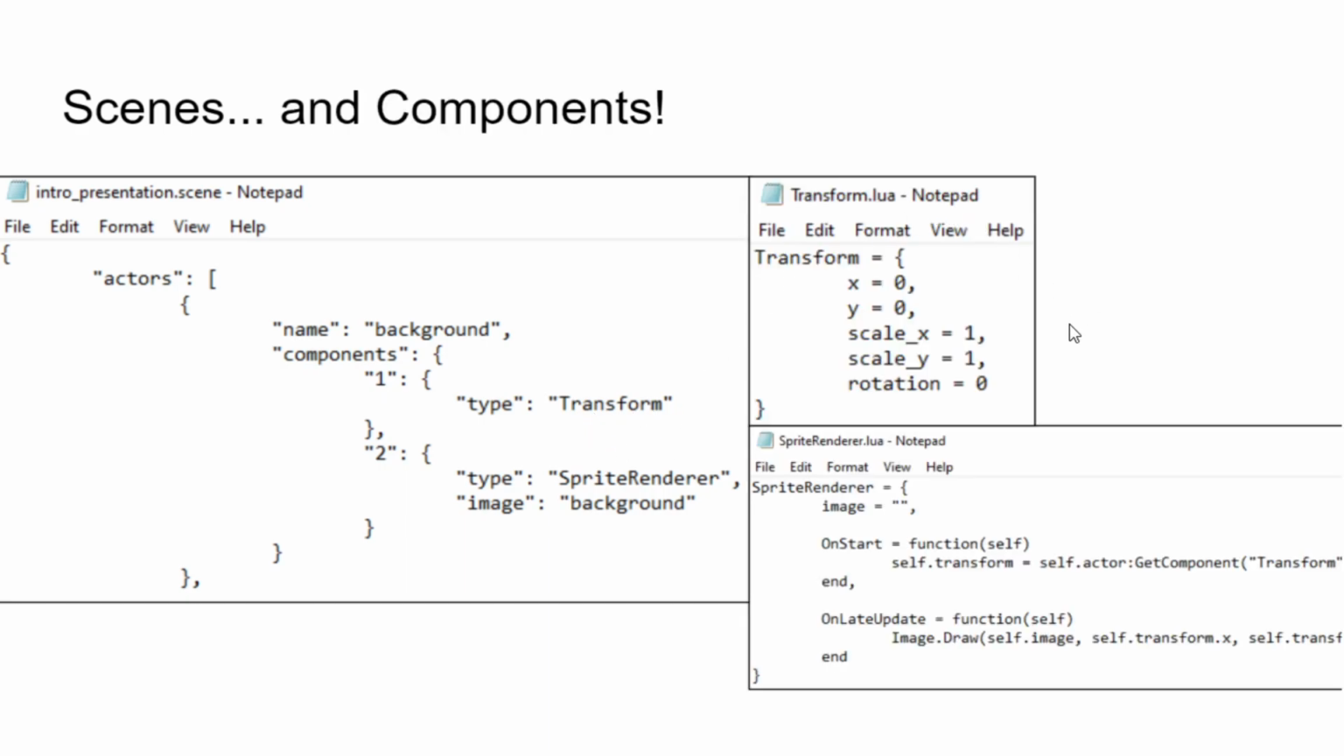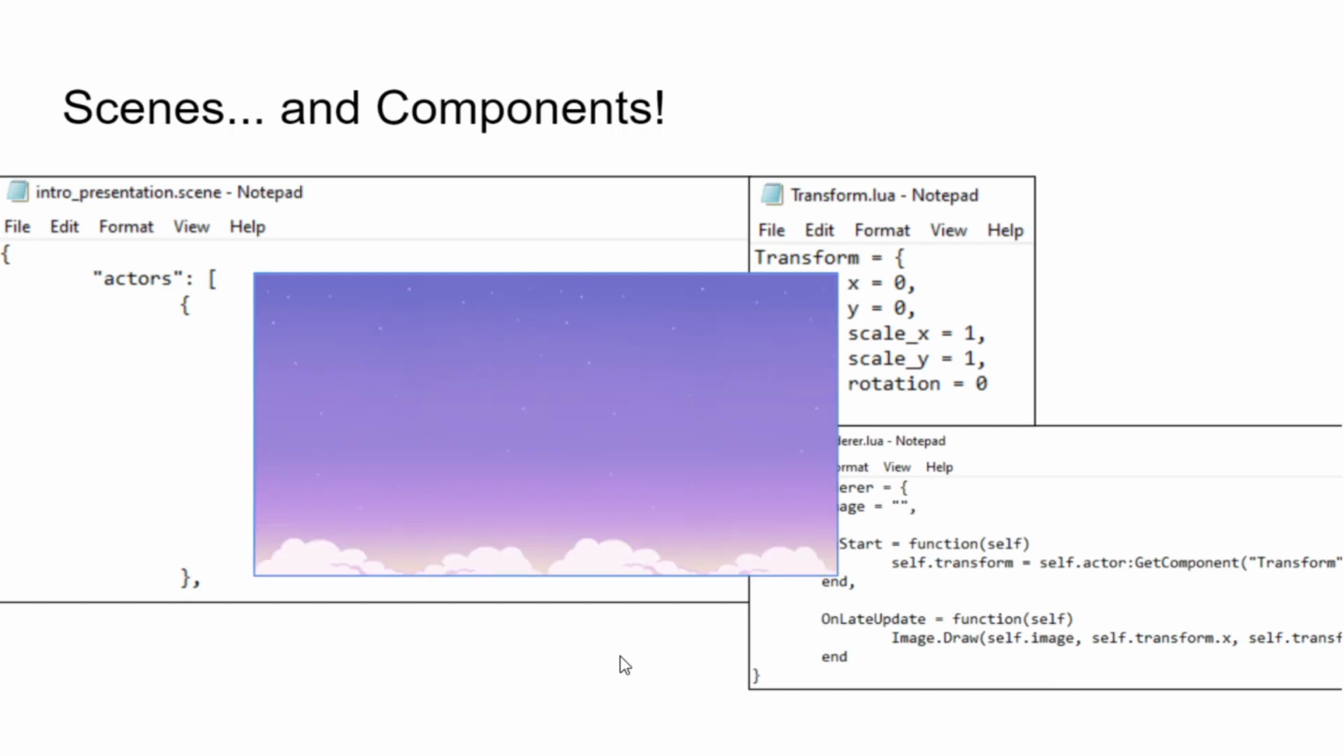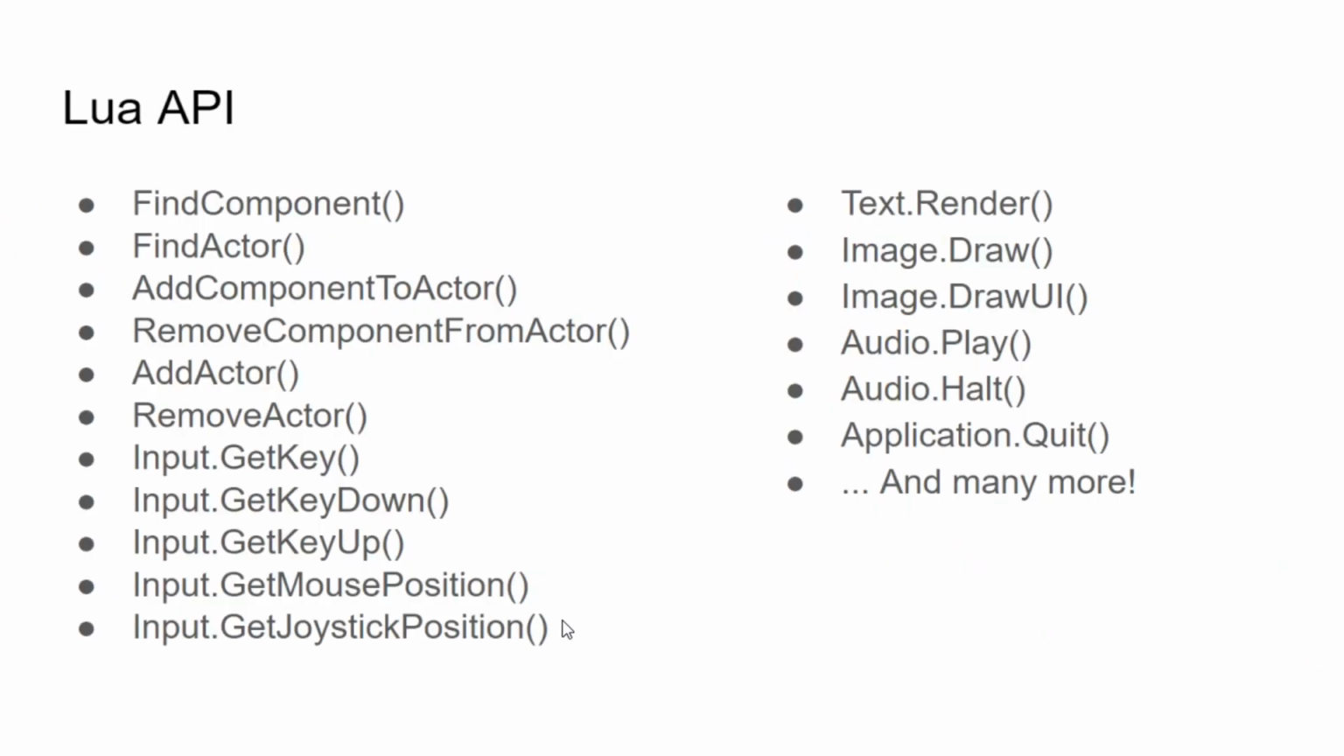Looking at the transform, we can see some members, which are just data, and the sprite renderer has actual functions that reference the transform component and pull this data in order to display the image at a certain position. And boom, we've now got the background image of your choice being rendered to the screen.